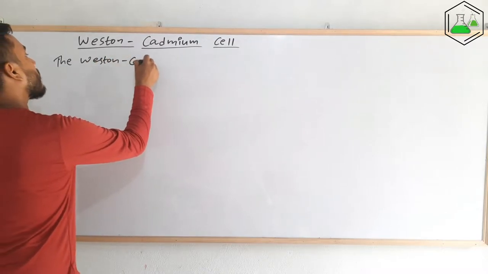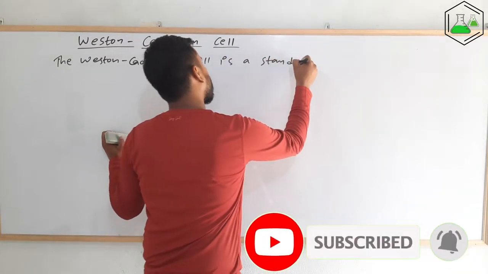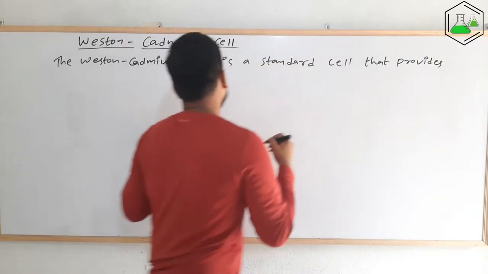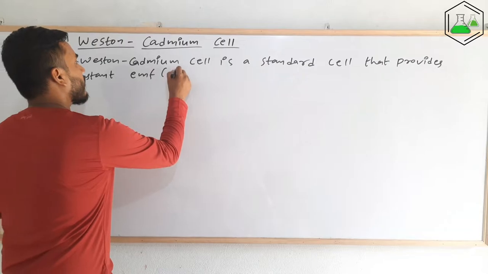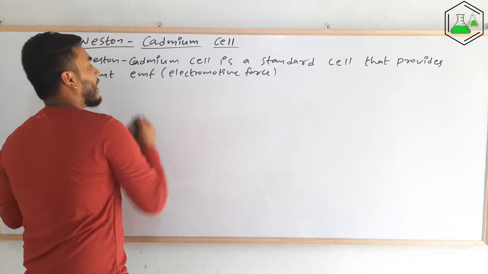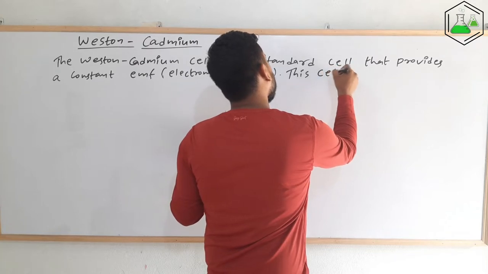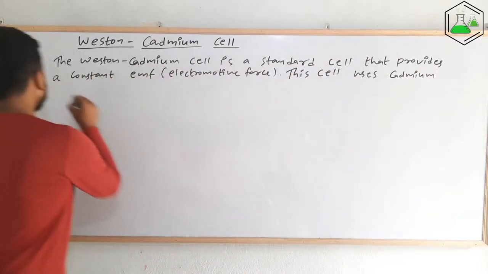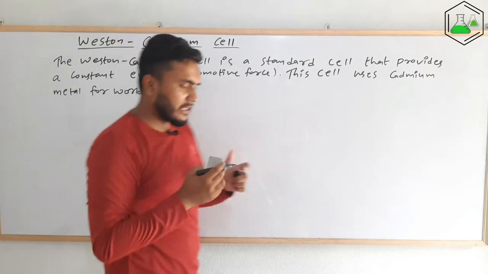The Weston cadmium cell is a standard cell that provides a constant EMF. EMF means electromotive force. I've already made a video about EMF. You can check the link in the description below. This cell uses cadmium metal for working. So from the word itself, cadmium metal is used in this cell for working.